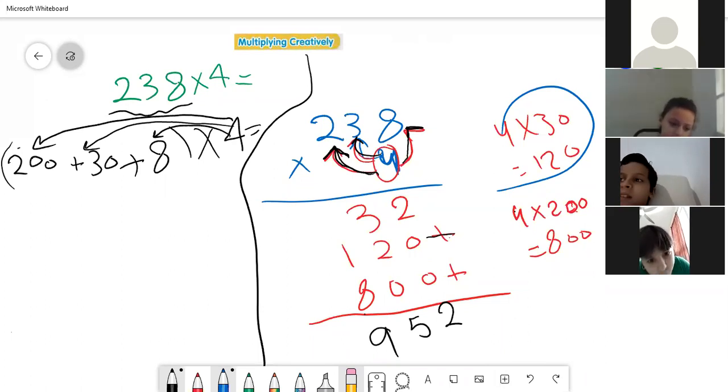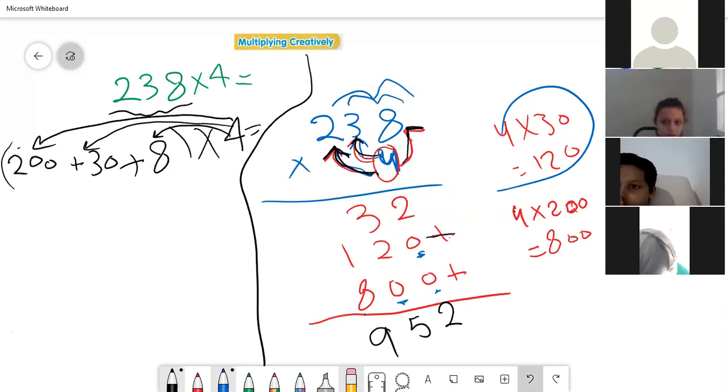Maybe you used to multiply this way, but you didn't understand where the 0 and the 2 zeros come from. You used to multiply 4 times 3 is 12, and you put the 0, and then you multiply 2 by 4, which is 8, and then you put the 2 zeros because we are in hundreds, we are multiplying by hundreds, so you put 2 zeros.